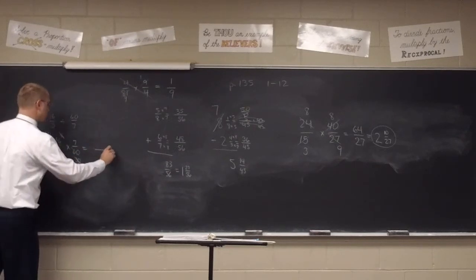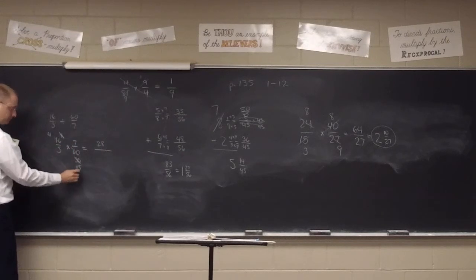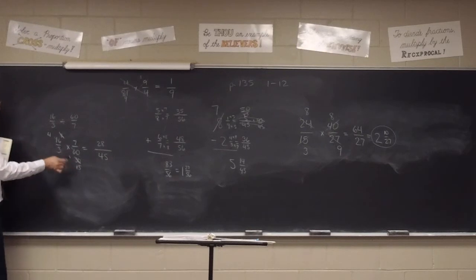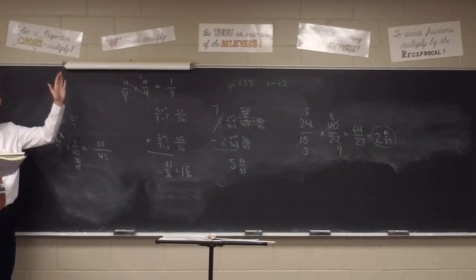We'll multiply straight across the top. 28 and across the bottom. 45. And there we go. There's our answer. Again, not canceling the 3 and 15 because they're both denominators. And we got 28/45 for this one here.